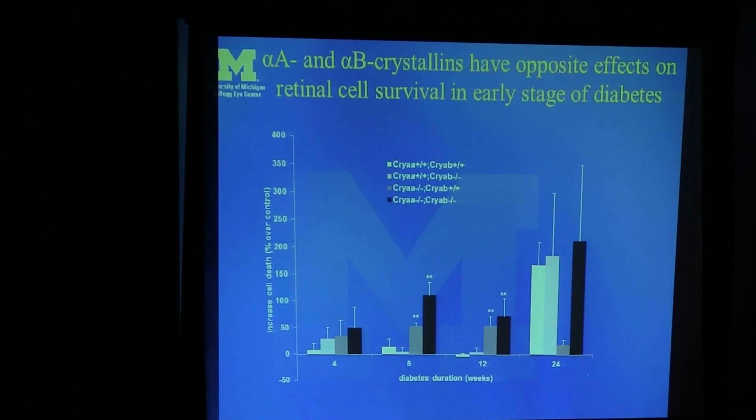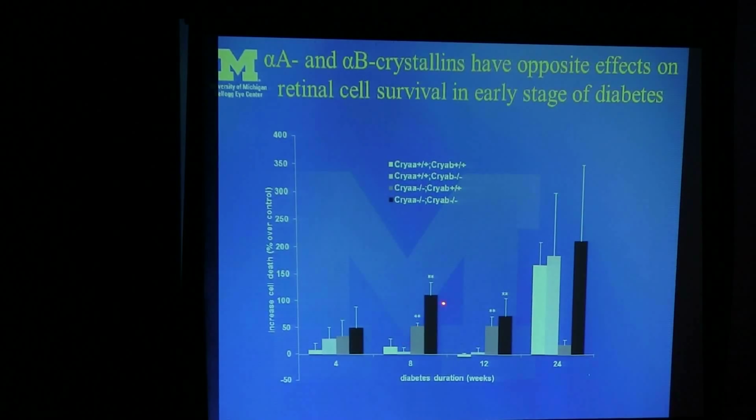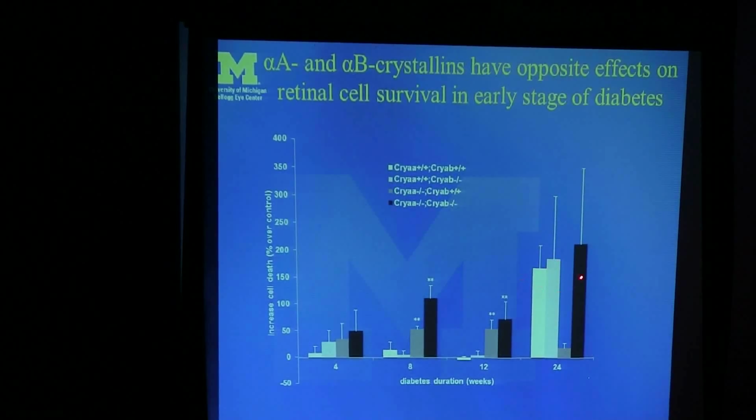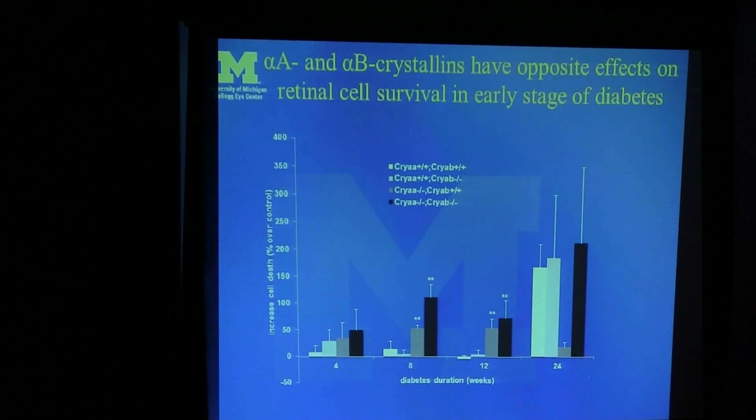So we've been working with the alpha A and alpha B crystallin knockout mice, as well as the double knockouts. What you can see here is that the gray and black bars, which correspond to alpha A and double knockout, show a very significantly higher level of cell death at 8 and 12 weeks of diabetes than the wild type and the alpha B-crystallin. Interestingly, the alpha B-crystallin did not show any increased cell death all the way to 24 weeks, which is when we really saw the dramatic increase in the wild type as well.